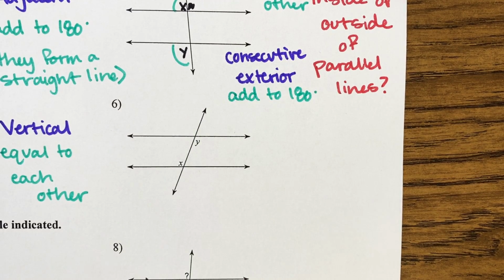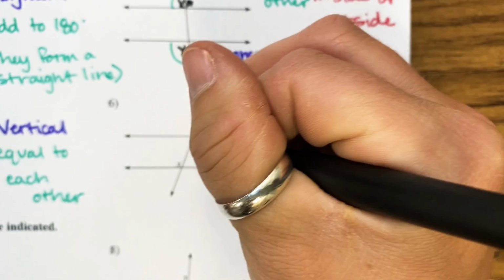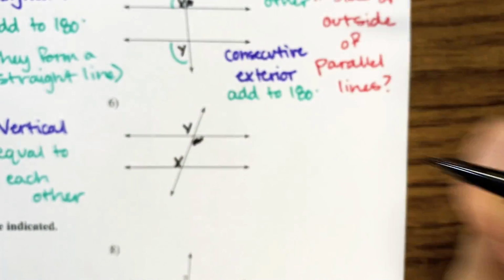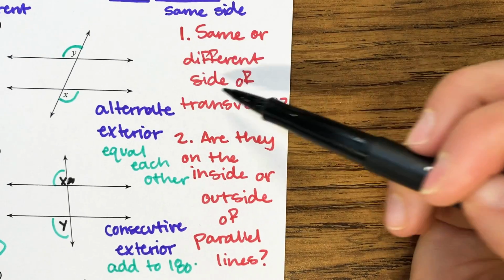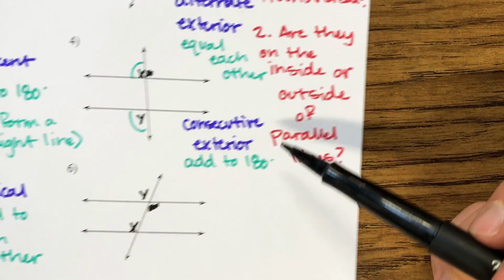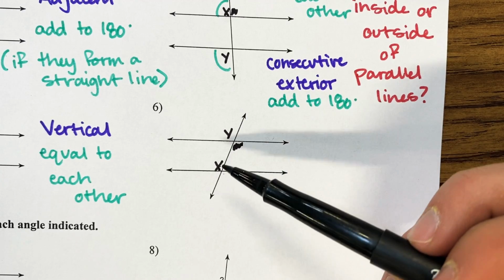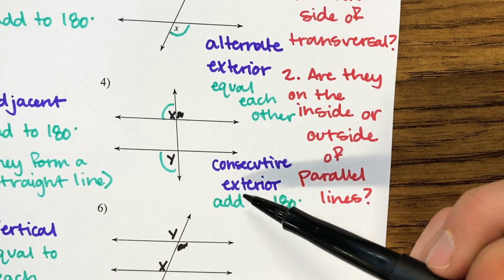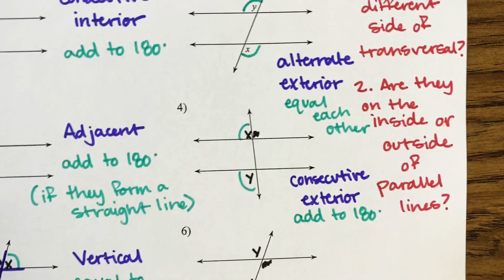Okay, number 6. I'm actually going to change these as well. I'm going to move my Y from right there to right there. So we have our X and our Y. Let's ask ourselves, are they on the same or different side of the transversal? We see that they're both on the left. Are they both on the inside or outside? One's on the outside and one's on the inside. So we can't label them as consecutive exterior because they're not both on the outside, or any of these, because one is out and one is in.